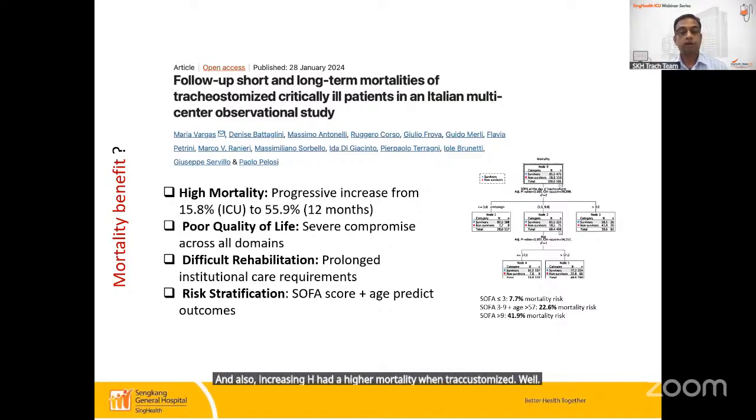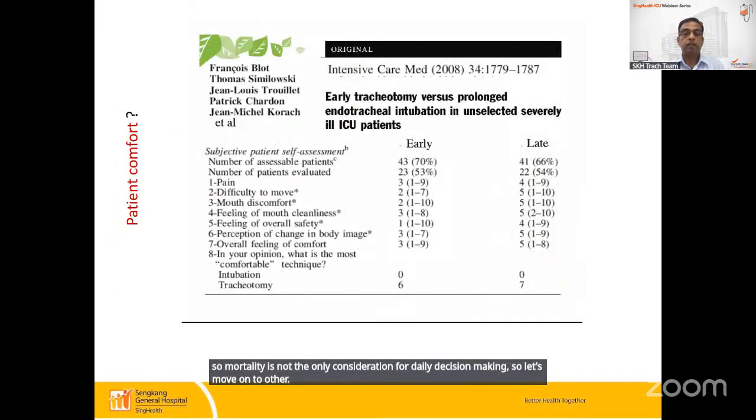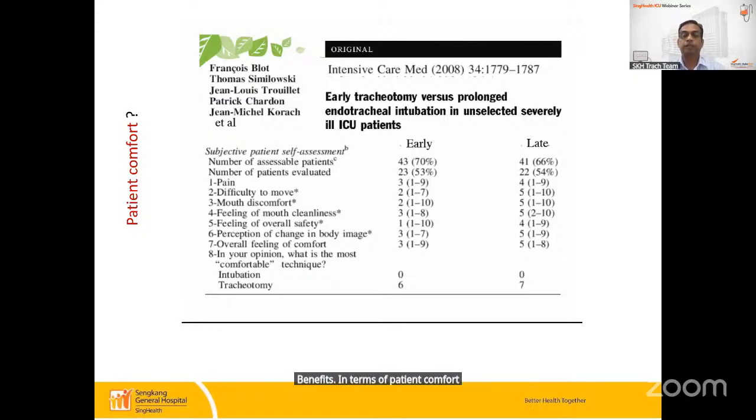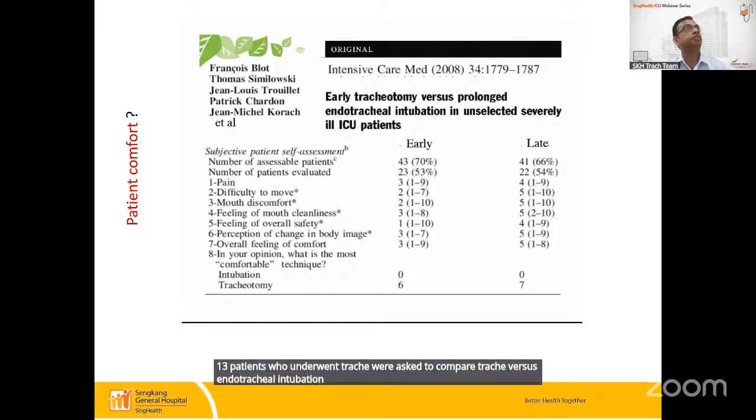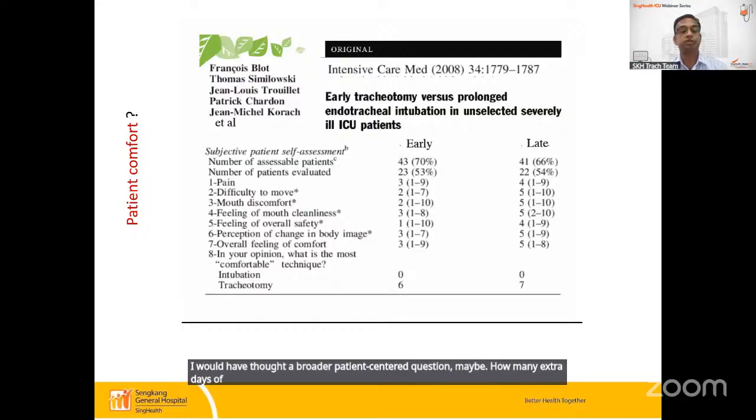Well, okay, so mortality is not the only consideration for daily decision making. So let's move on to other benefits. In terms of patient comfort, yes, there is only one trial which showed that 13 patients who underwent tracheostomy were asked to compare tracheostomy versus endotracheal intubation. All 13 preferred tracheostomy. I would have thought a broader patient-centered question may be, how many extra days of translaryngeal intubation would you accept before getting tracheostomized? Anyway, consider this one.